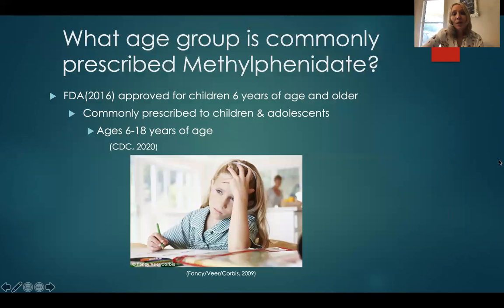What age group is commonly prescribed methylphenidate? That's one of our learning objectives. So the FDA has approved it for children 6 years of age and older. It's most commonly prescribed to children and adolescents, and the ages are 6 to 18 years, and it can be used into adulthood as well, and adults can also take it.